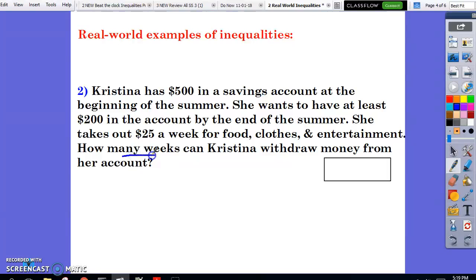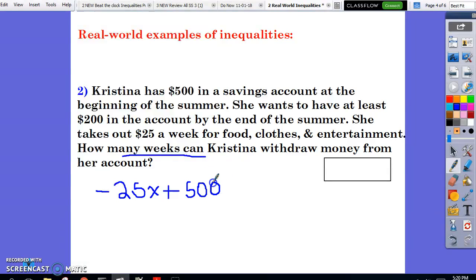So how many weeks? That's our important word that's going to go with X. Now, when she is withdrawing money, it's going to be a negative number. So negative 25X is what she will take away every week. But what does she begin with? She begins with $500.